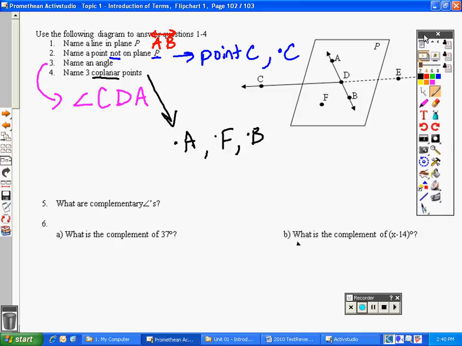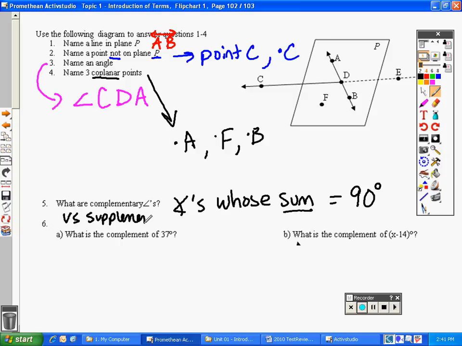Our next 2 questions take us in the direction of angles. First, from question number 5, we're asked, what are complementary angles? And these are angles whose sum, meaning when we add them together, equals 90 degrees. There were 2 words that we learned, complementary versus supplementary. The difference is how much they add up to. Complementary add up to 90 degrees. Supplementary add up to 180 degrees. You have to know those 2 words.